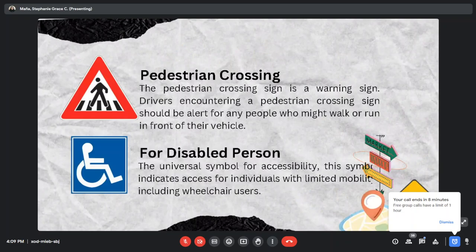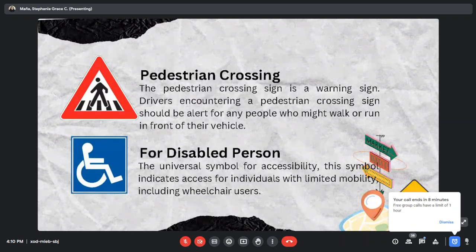So here is an example of informative signs. The first one is pedestrian crossing, like what was mentioned earlier by Juliana, but it also appears in direction signs. So the pedestrian crossing sign is a warning sign. Like we mentioned, it allows the driver to know the area where people cross the road, so they should slow down.